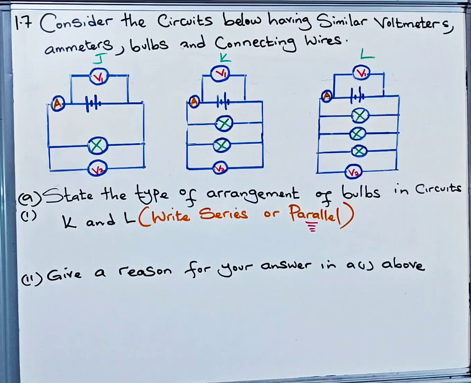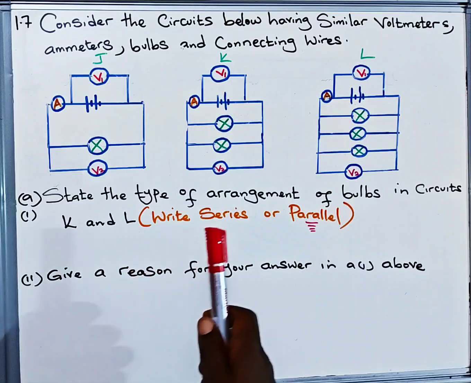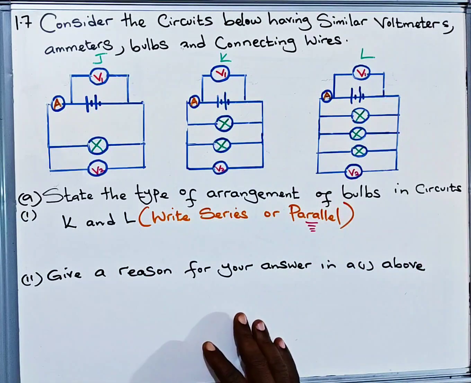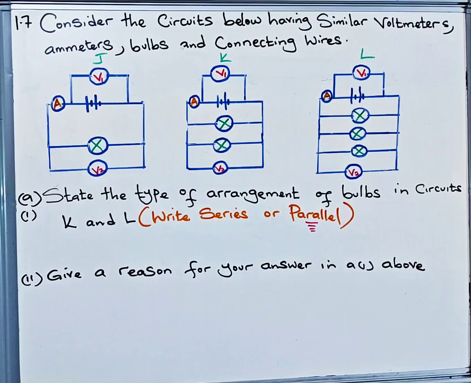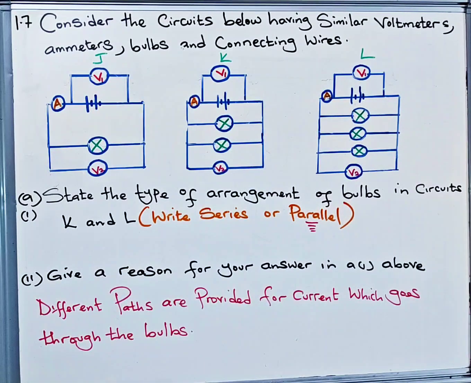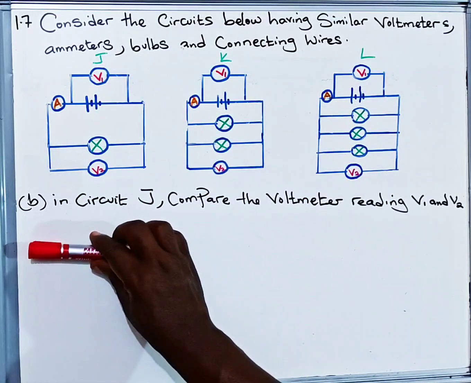So what do we note? Different alternative paths are provided for the current which goes through the bulbs. That is it. So different alternative paths are provided for this current which is going through the bulbs. Then we come to this question.